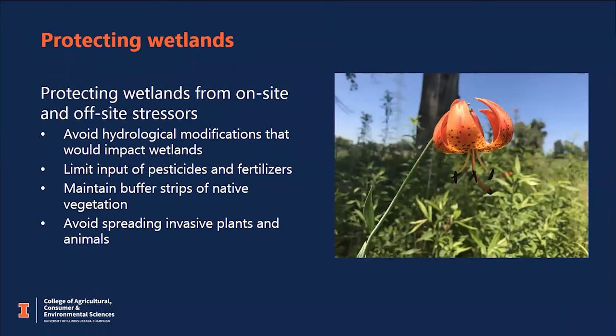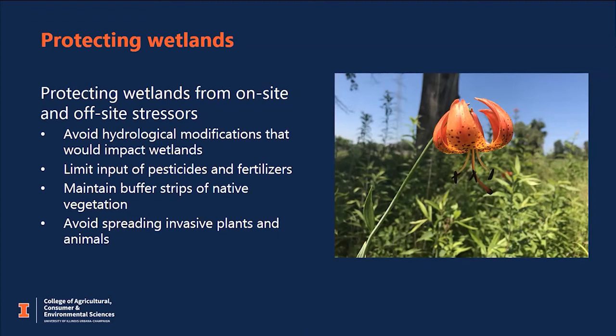Once wetlands are identified, the means to protect them from the various wetland stressors involve not only protecting wetlands from on-site activities or on-site damage, but also, because wetlands occur in this landscape sink position, they tend to be vulnerable to land uses that happen very far off-site. So all the water that's flowing across the landscape ending up in that wetland has the potential to introduce stressors to the wetland itself. And so protecting wetlands means protecting them from both on-site and off-site stressors.